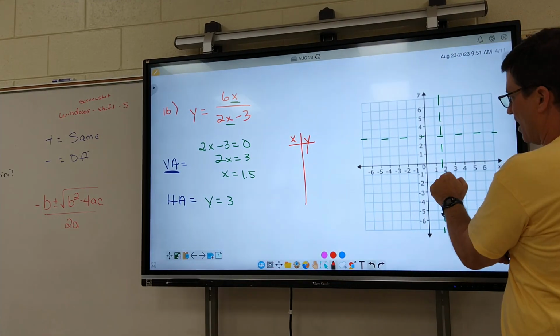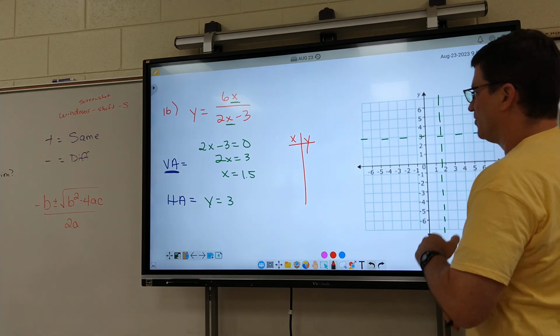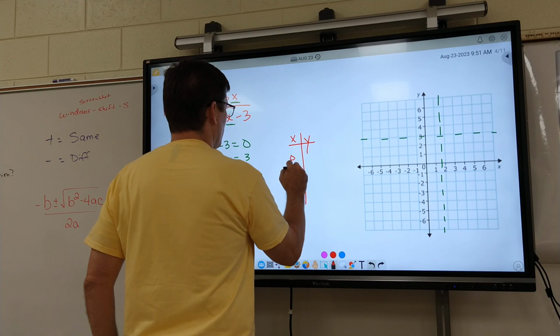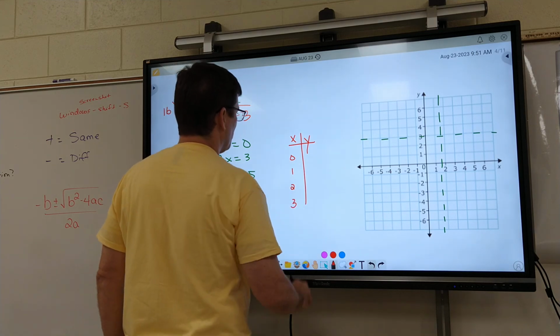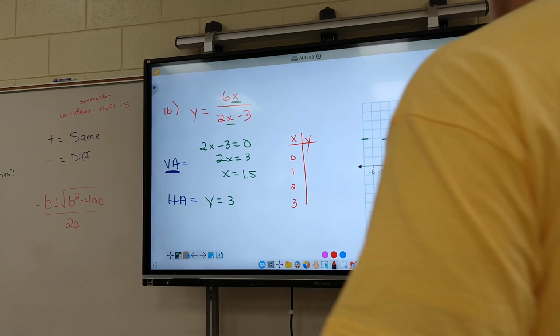2 on the left of the dotted line is 0 and 1. 2 on the right of the dotted line, 2 and 3. So 0, 1, 2, and 3. Plug them in your calculator now, and your calculator will give you the answer. Let's see what you got.